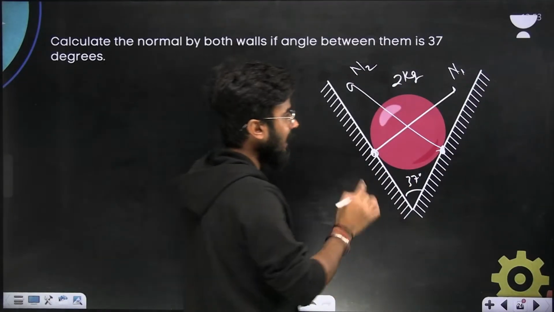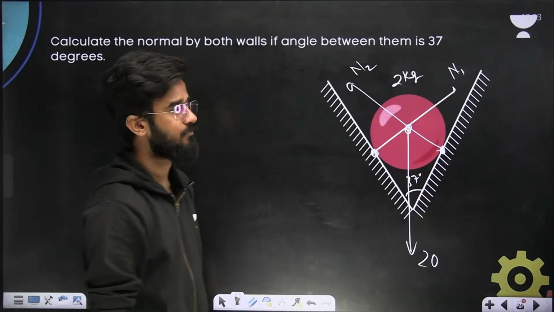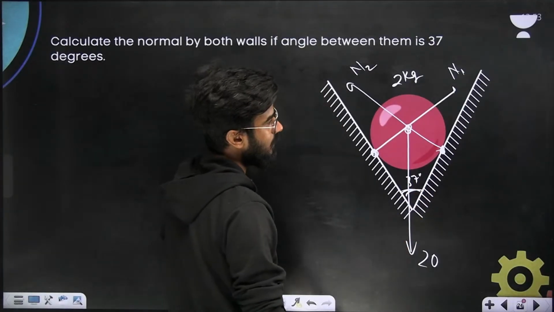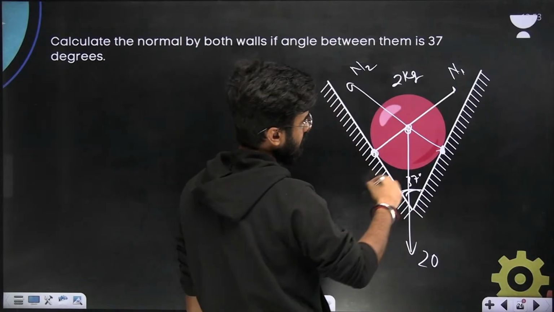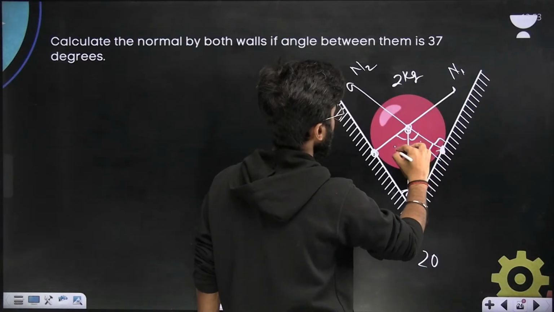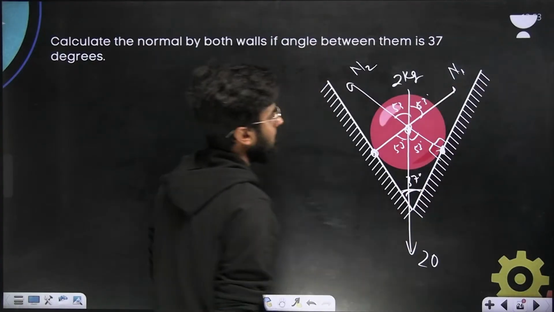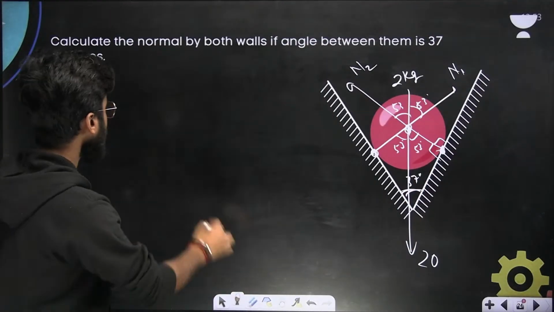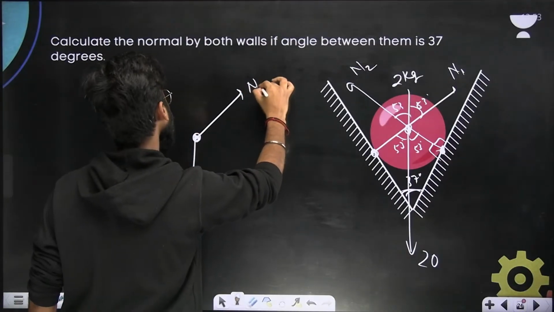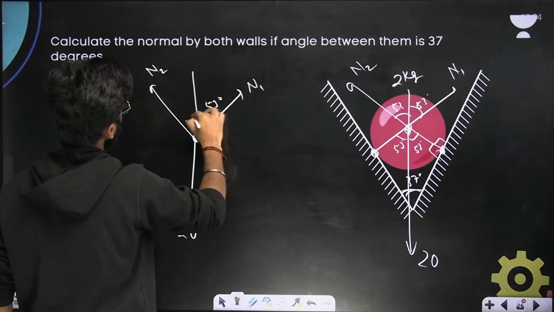And one more thing. There is mg on this particular block, which is 20. Got it? Now, this total angle is 37 degree. It means this angle is 90. So this is 53, and this is 53. So simply we can write this is also 53 and this is also 53. Aligned? Okay. Now we will write these things. This is 20, this is N1, this is N2, and these angles are 53 degree and 53 degree.